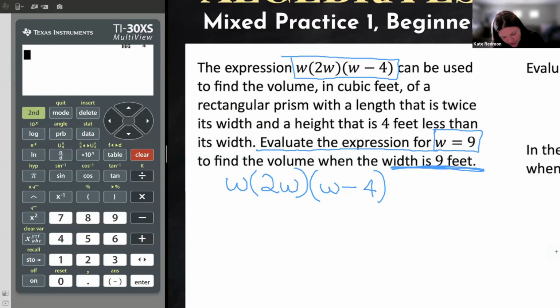Now I'm going to pick a different color just because I really want you to see this, because this time we have 3 W's. And you might say, well, one of them is 9. No, they're all 9. Every time you see the same letter, you're going to replace that W with a 9. So I'm going to have a 9 here for this W.